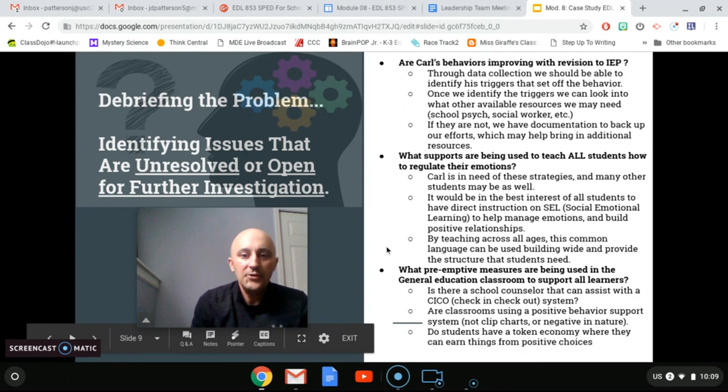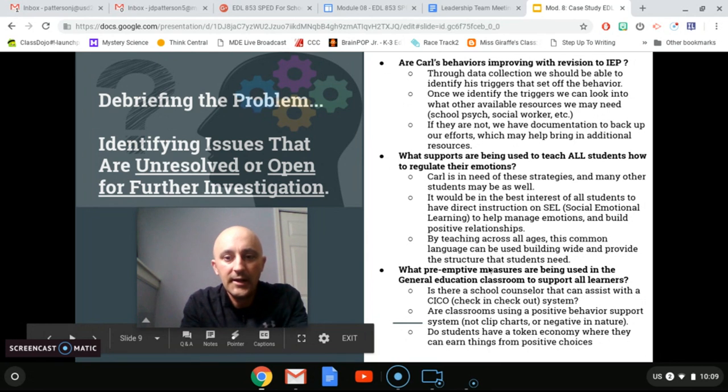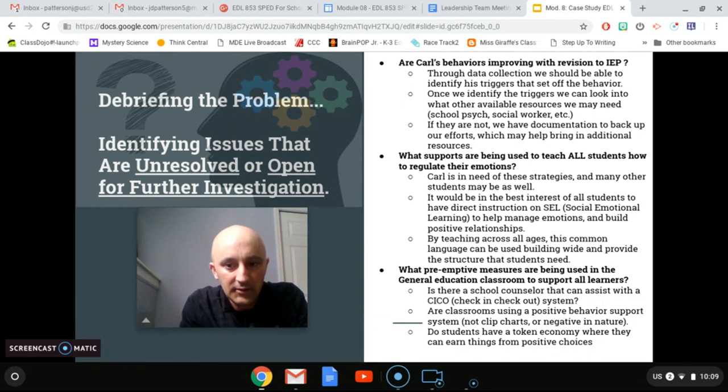Lastly, what preemptive measures are being used in the Gen Ed classroom to support all learners? Is there a check-in, check-out system? Is there a positive behavior support system, not using clip charts or negative behavior plans? We need to build those positive relationships. Do students have a way to earn rewards for their good choices, not just consequences for what they're doing bad? They need to have things that they can work towards.